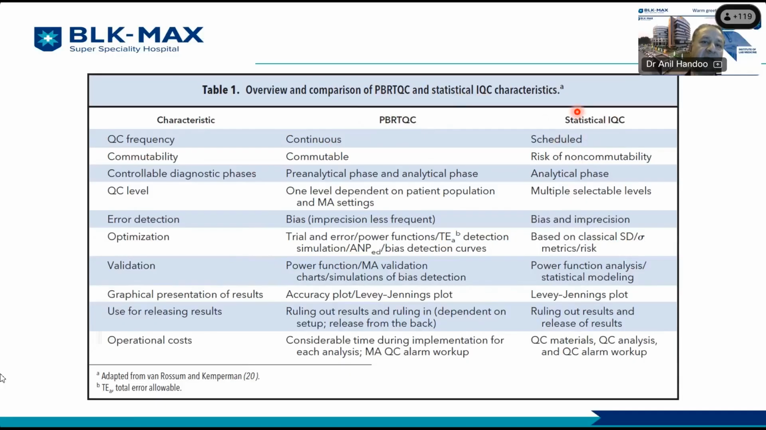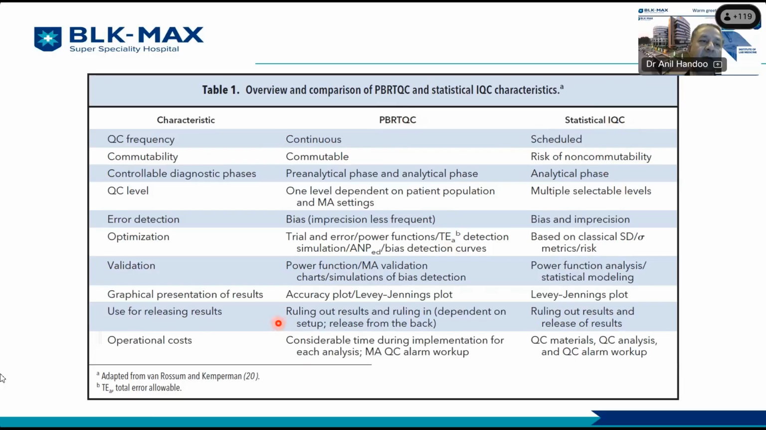But when you look at the statistical QC, you will schedule it. For example, in our laboratory, we run it 3 times a day. I told you, in a classical commutability, that means how close is it to the patient sample. If you look at the patient one, obviously it's commutable because it's closer to the patient sample. Whereas a classical statistical IQC, which is from a commercial vendor, has significant non-commutability. That means it's not very close to the patient sample in terms of its matrix.